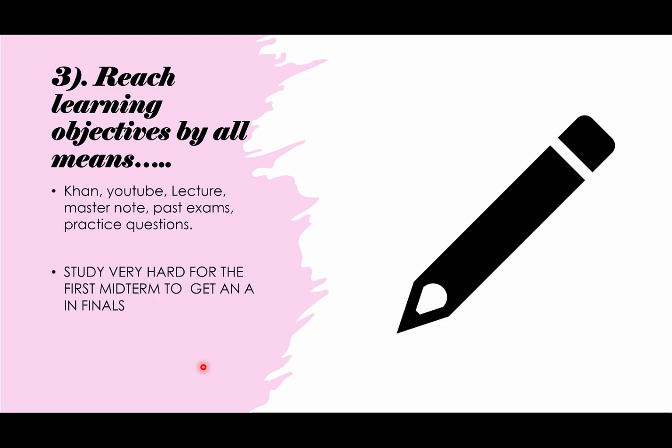Okay. Now, reach the learning objectives by all means. That has to be from day one. So how do you do that? I would say the beginning of the study is very good with Khan Academy videos, some YouTube videos. Then go to the lecture having the key terms. You don't understand everything, just roughly you know what they are and what they look like, and then go to the lecture, listen very carefully.